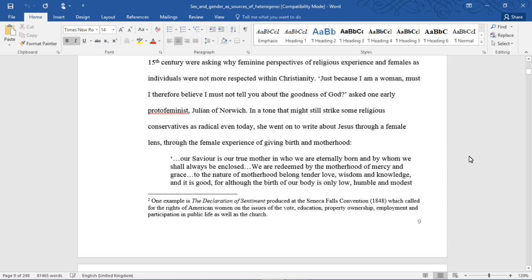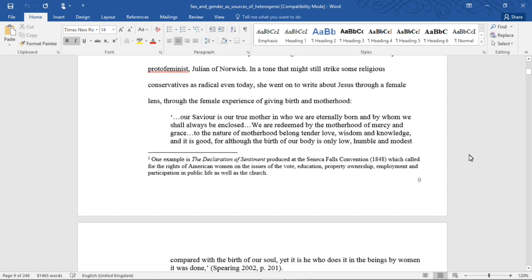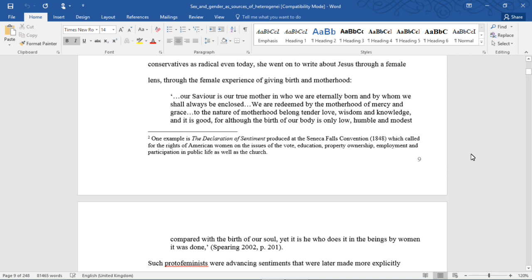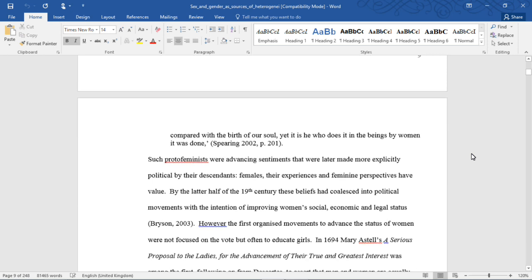She went on to write about Jesus through a female lens, through the female experience of giving birth and motherhood. Quote, "Our Savior is our true mother, in whom we are eternally born, and by whom we shall always be enclosed. We are redeemed by the motherhood of mercy and grace. To the nature of motherhood belong tender love, wisdom, and knowledge, and it is good, for although the birth of our body is low, humble, and modest compared with the birth of our soul, yet it is He who does it in the beings by whom it was done."